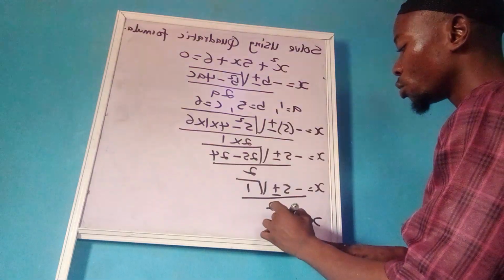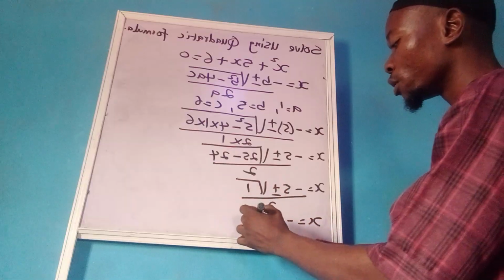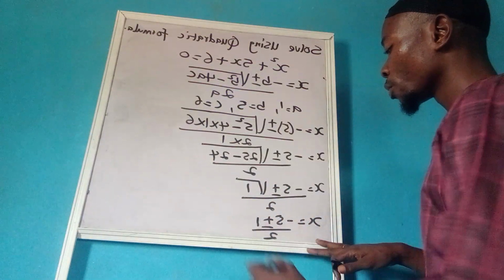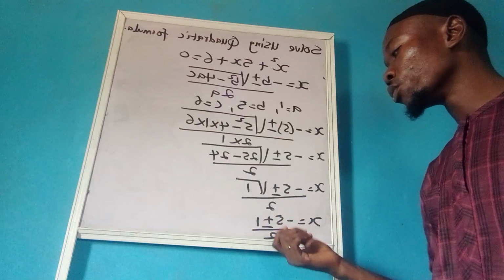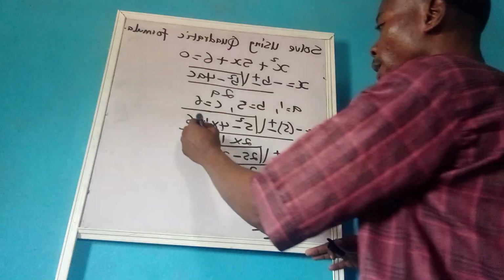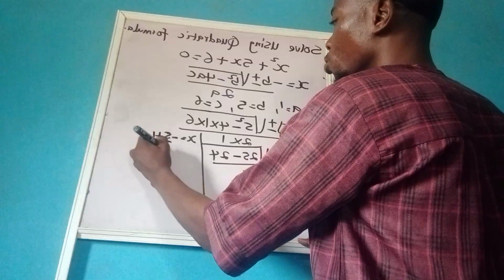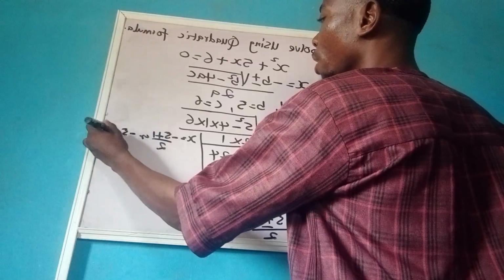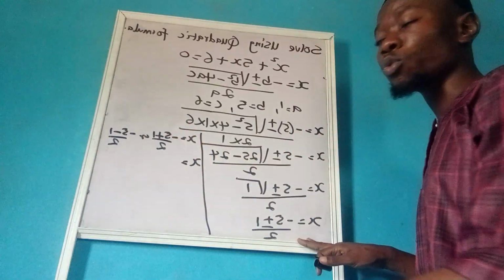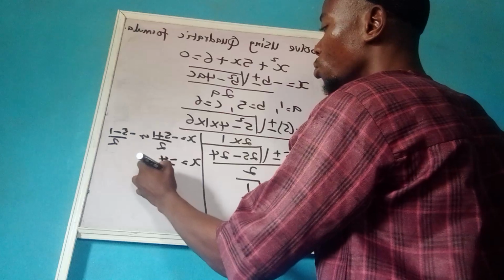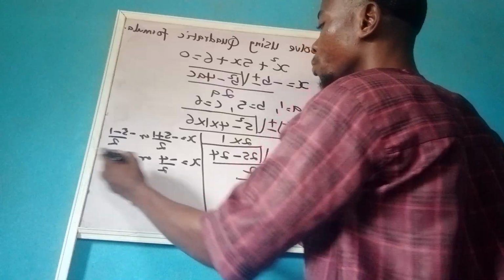So our x is equal to minus 5 plus or minus, what is the square root of 1? The square root of 1 is 1, and all over 2. Now we have two things here, minus 5 plus or minus 1 over 2. So we can separate them as x is equal to minus 5 plus 1 over 2, or minus 5 minus 1 over 2. So x equal to minus 5 plus 1 is minus 4 over 2, or minus 5 minus 1 is minus 6 over 2.